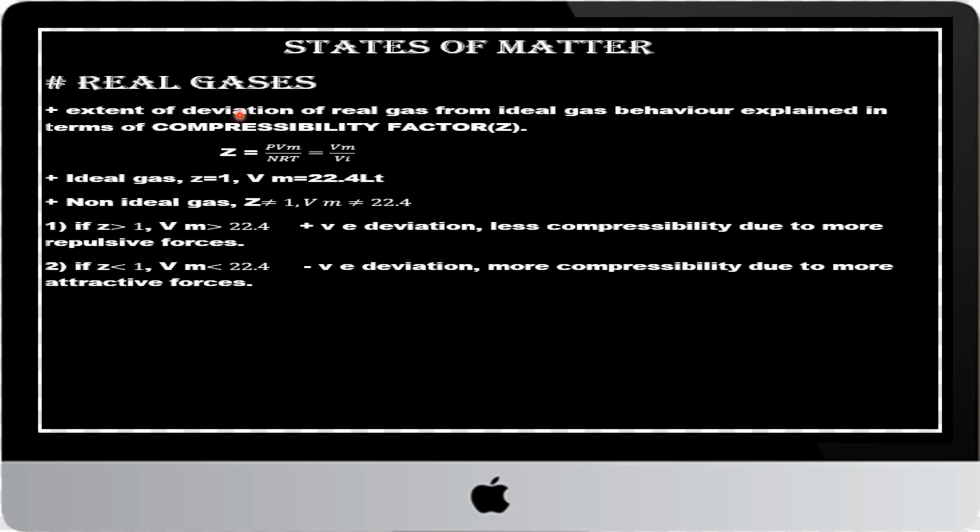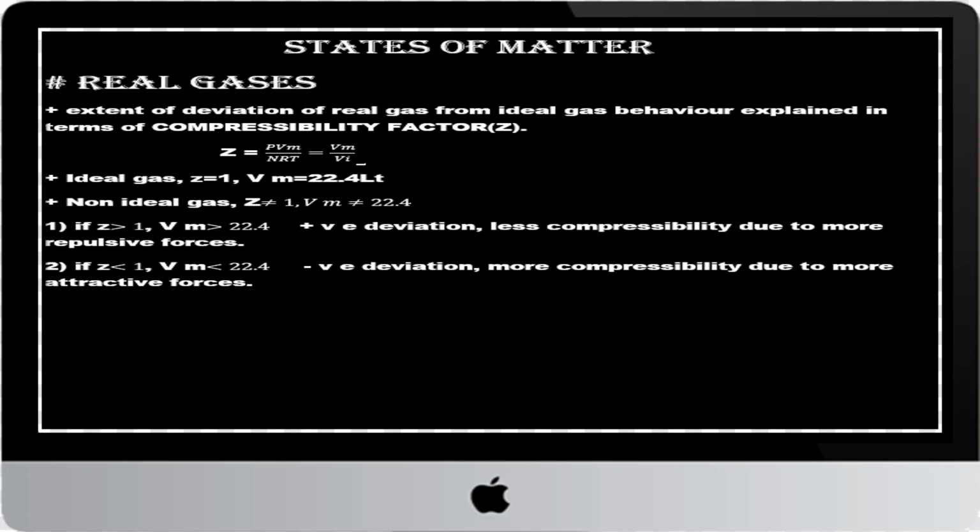Coming to another topic, real gases. The extent of deviation of a real gas from ideal gas behavior is explained in terms of the compressibility factor, which is represented by Z. Here is the formula: Z equals PVm by nRT. Here Vm is nothing but the volume of the real gas, and Vi means the volume of the ideal gas. So Z equals Vm by Vi, or Z equals PV by nRT.